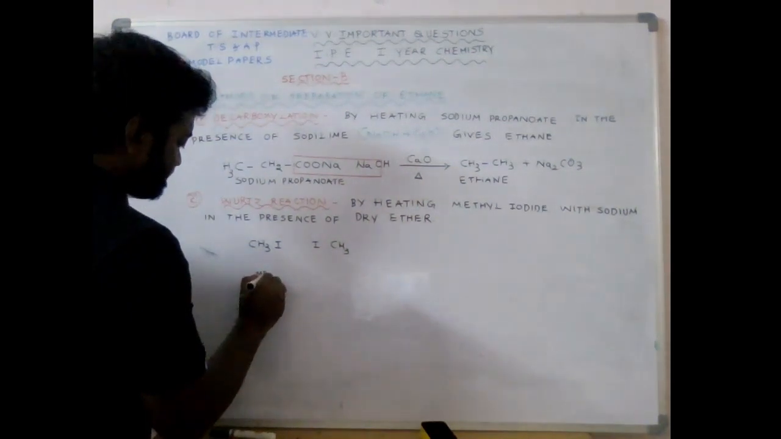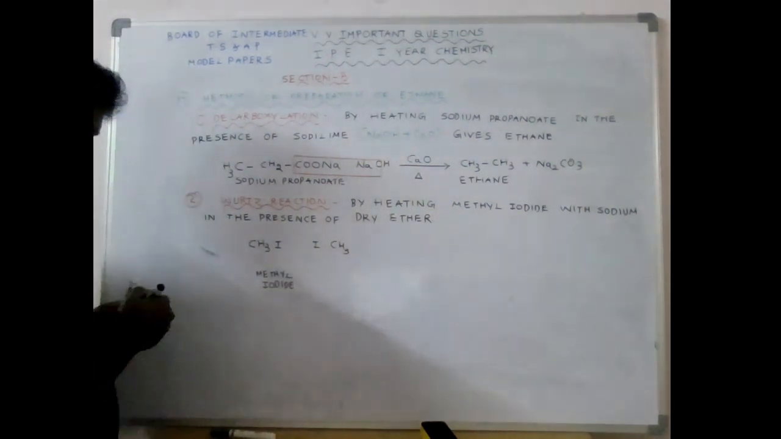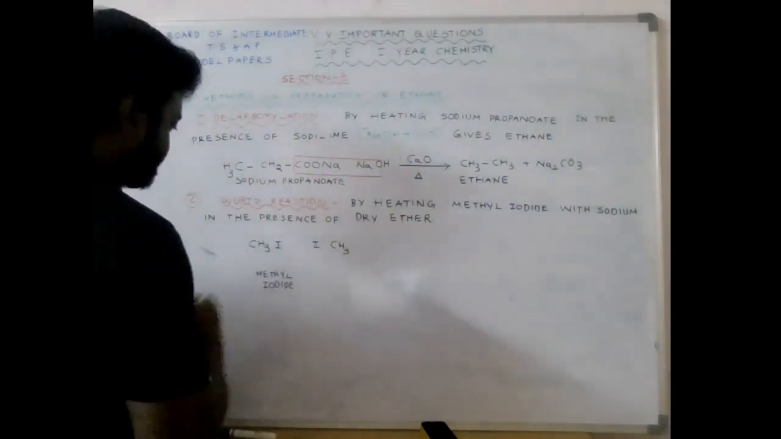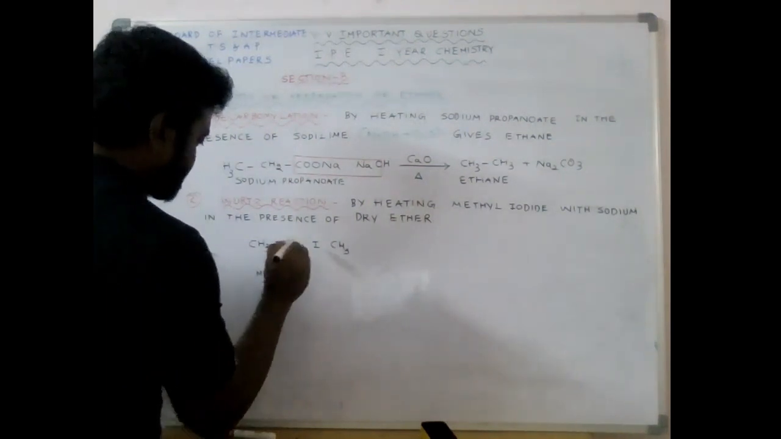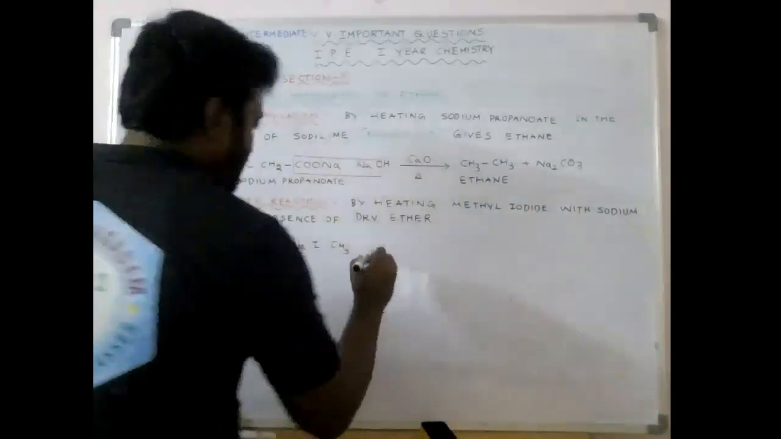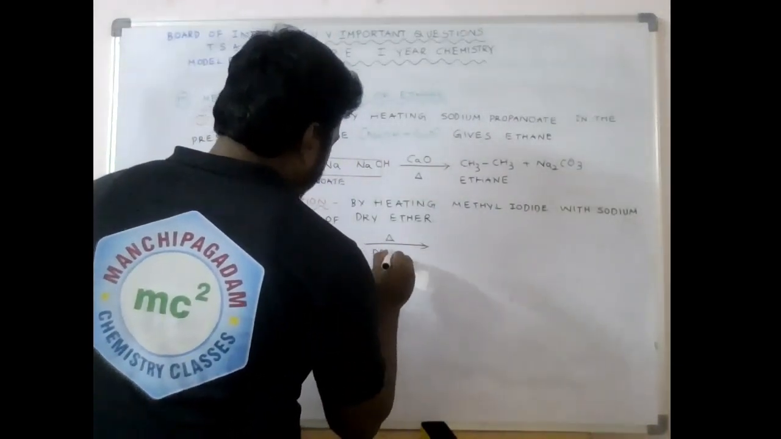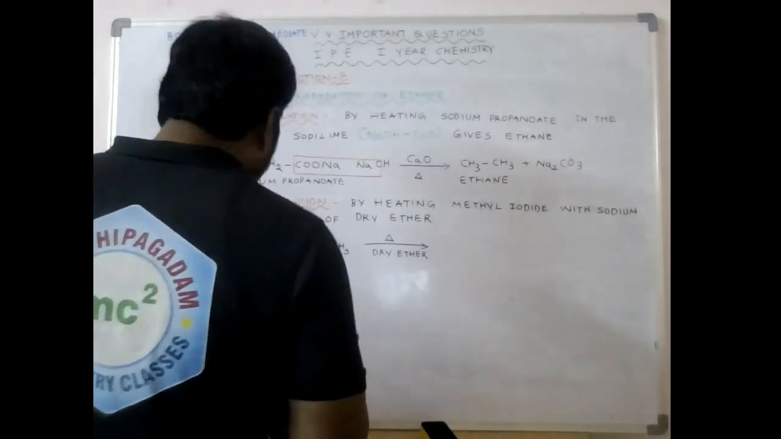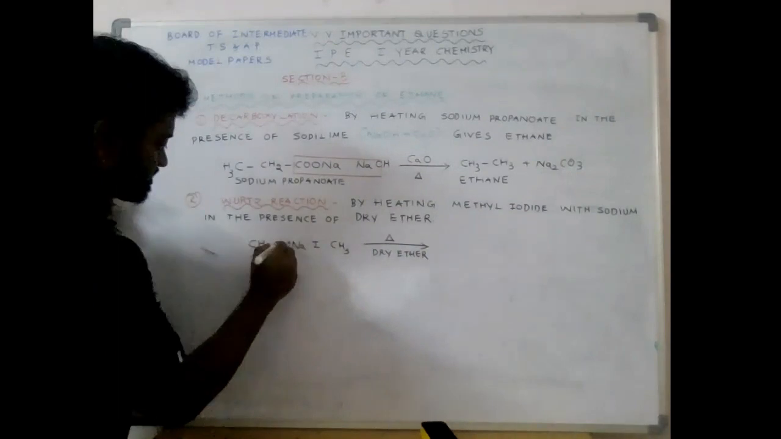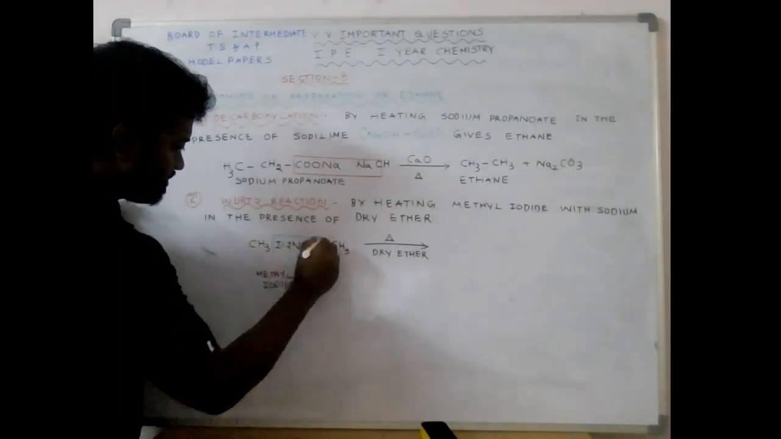Methyl iodide. The name of this is methyl iodide. So we have to heat that. What do we have to take? Sodium. I am taking sodium. Two iodines are there, so I have taken 2 sodiums. Then we have to heat this in the presence of dry ether. So what can we remove from this? Here CH3I plus Na plus ICH3. This we have to remove.